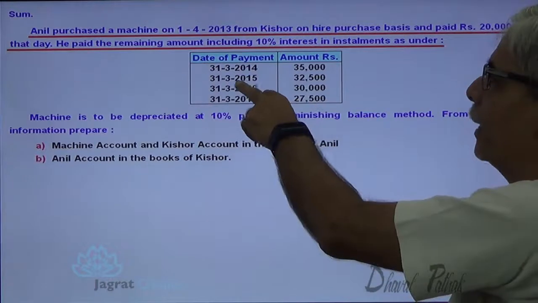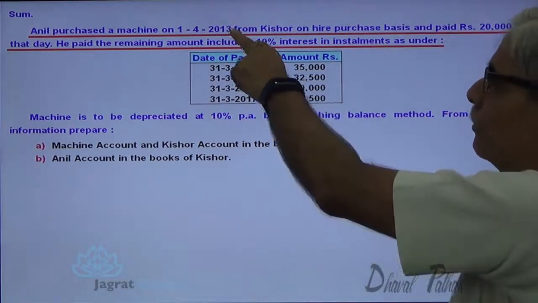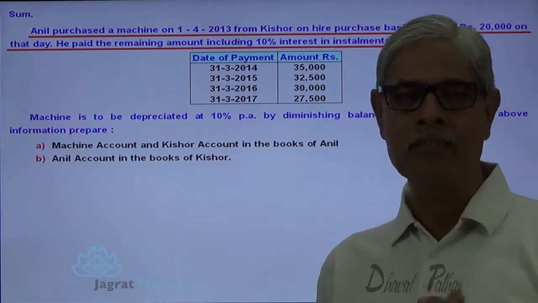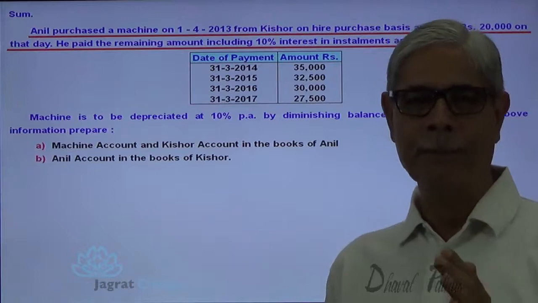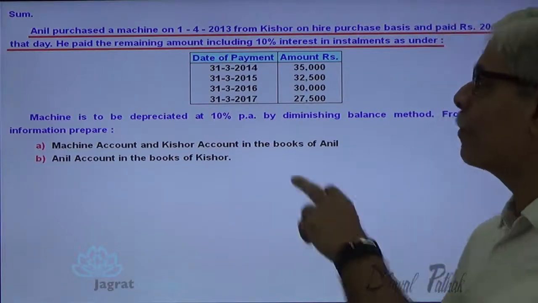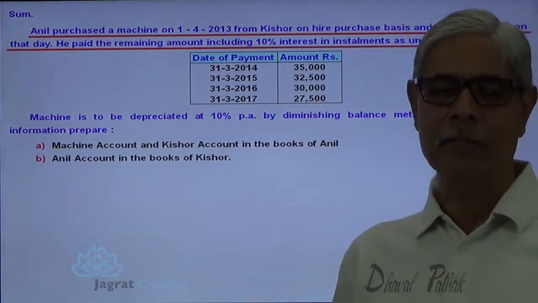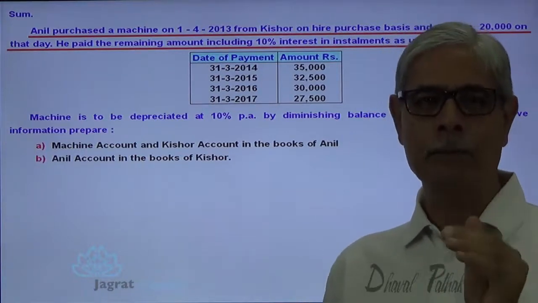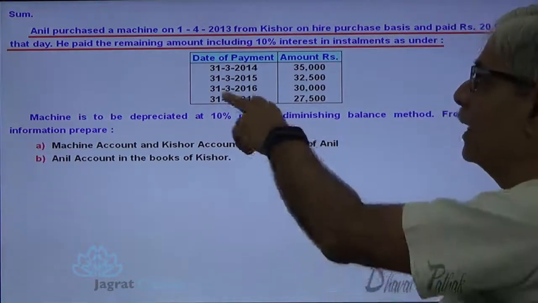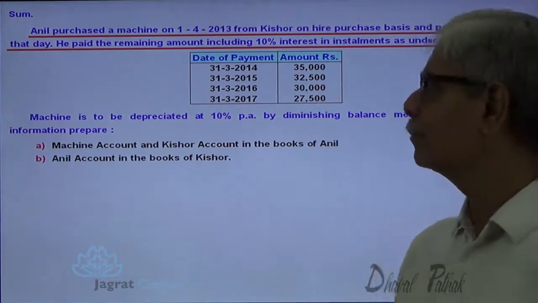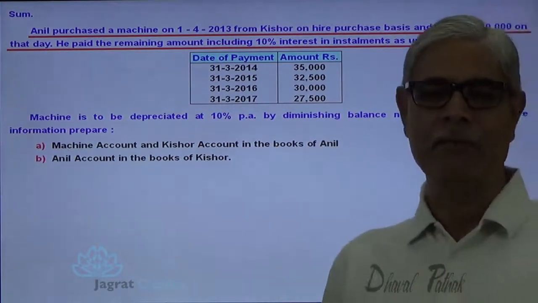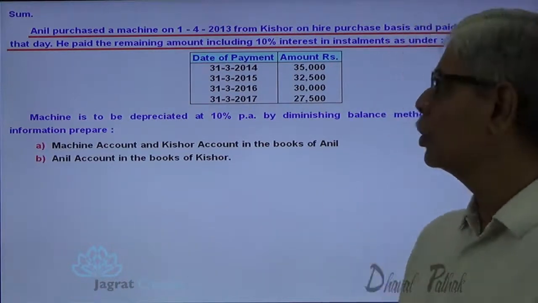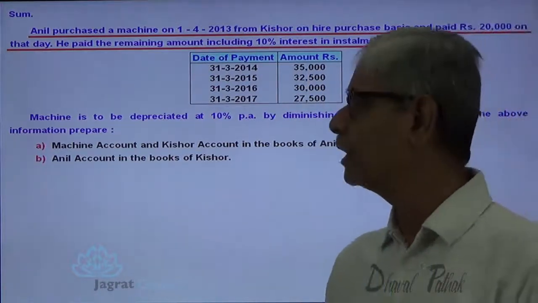The second installment was paid on 31/3/2015, that is after 2 years from 1/4/2013. So 32,500 paid. That includes part of the principal and the interest till the date. On 31/3/2016, 30,000 is paid. That includes part of the principal sum, or part of the cash price, and interest till 31st March 2016. And in this last installment, 27,500 includes the principal sum as well as the interest element. So all these installments are given to you with interest element.